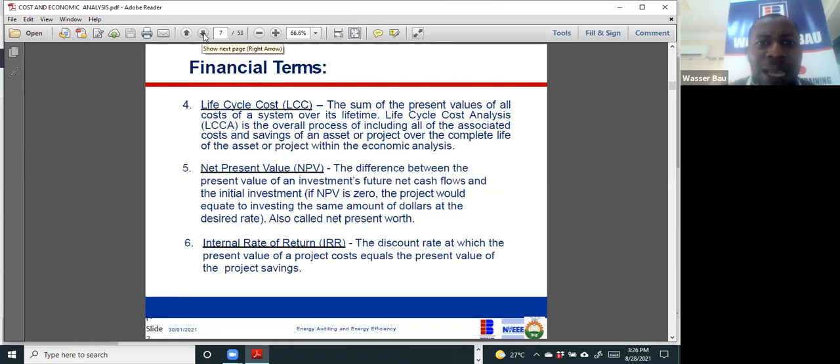The next economic term is called life cycle costing. I've explained it before. This is the sum of the present value of all costs of a system over its lifespan. Take note of that word: the present value of all costs of a project. That is why many people fail in business. Let me give you one illustration I usually use when I do cost analysis classes.